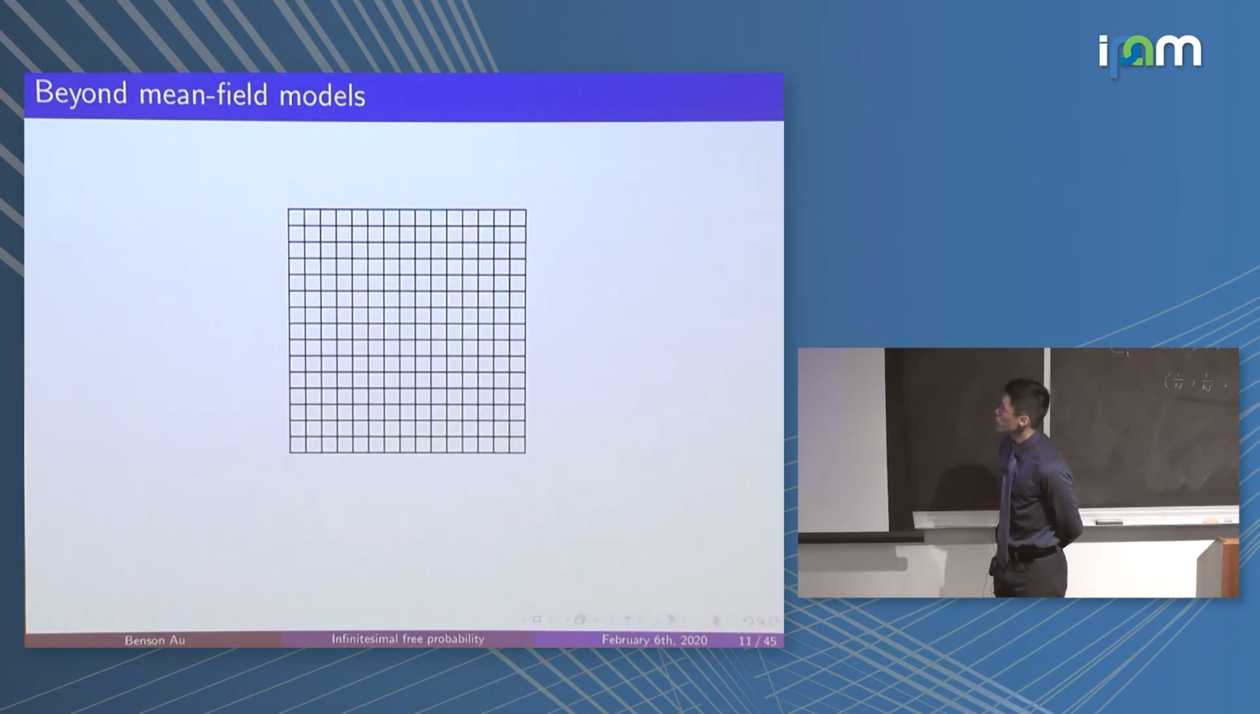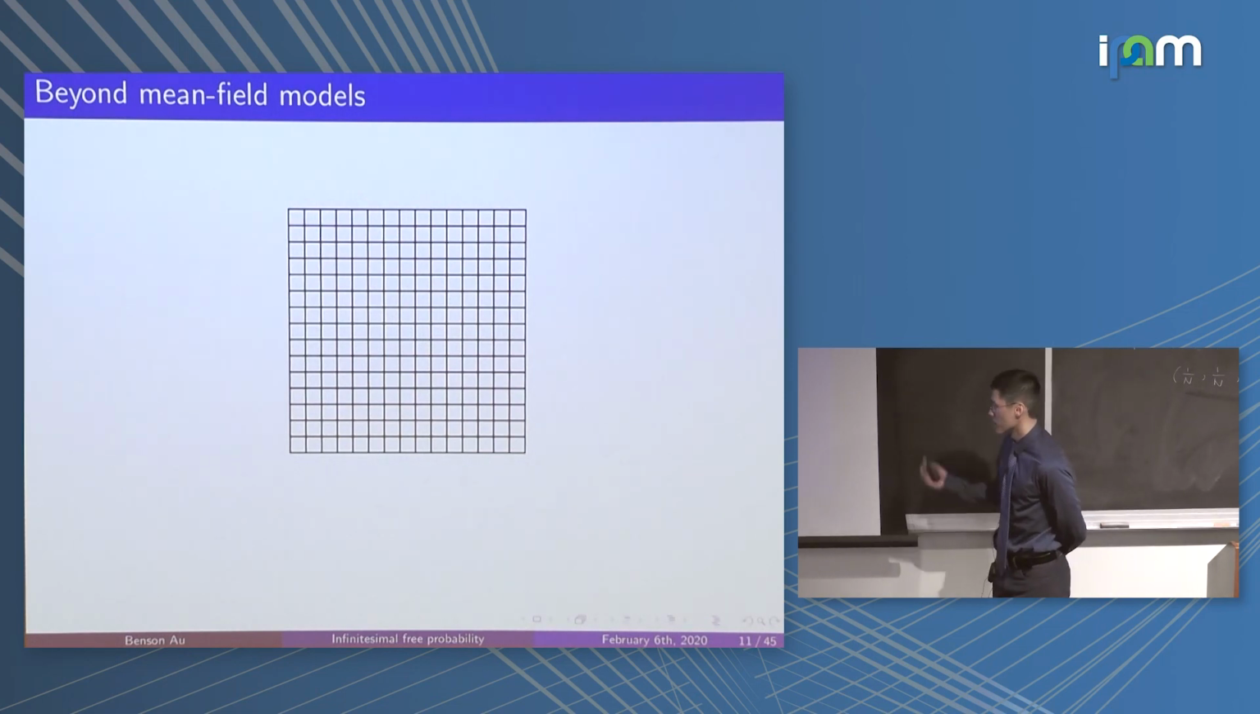So now that we've accomplished this program, what else? Now that they've accomplished this program, what else is there to do? Here's a picture. You will have to resist the urge to think of this as a Young diagram. That's not what I'm trying to do here. This is what's called beyond mean field models.